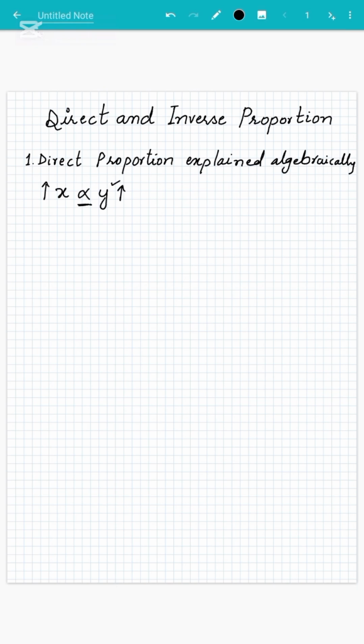Let's have an example. If you have a vehicle and you filled fuel in it, the more fuel you will be having, the more distance it will be covering. So the distance is directly proportional to fuel, meaning the more fuel you have, the more distance you will be able to cover, right? So this is a direct relation and this we call direct proportion. The distance is dependent on the fuel: the more fuel, the more distance.